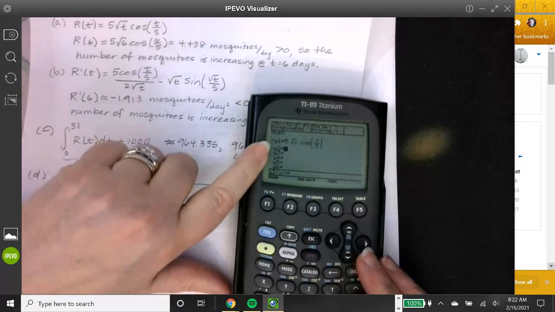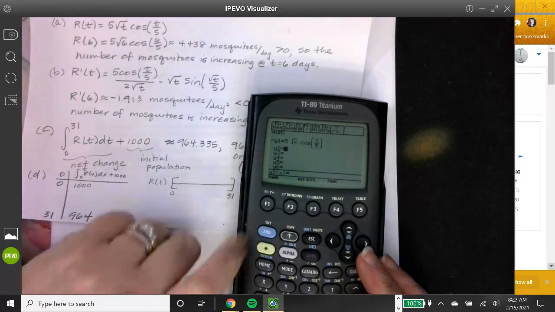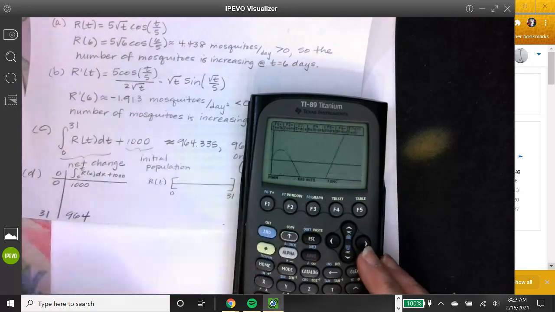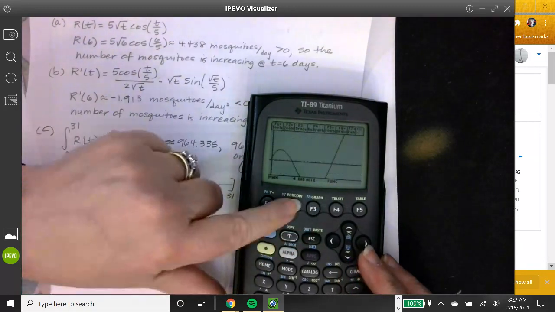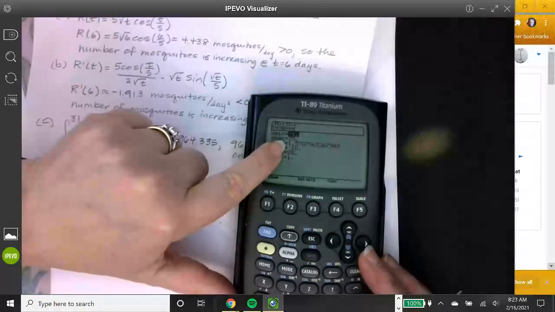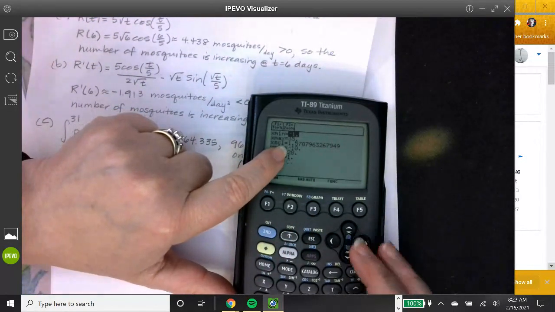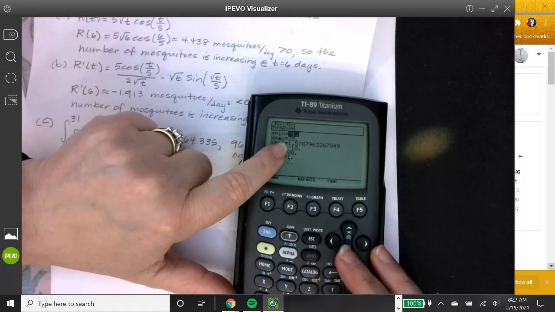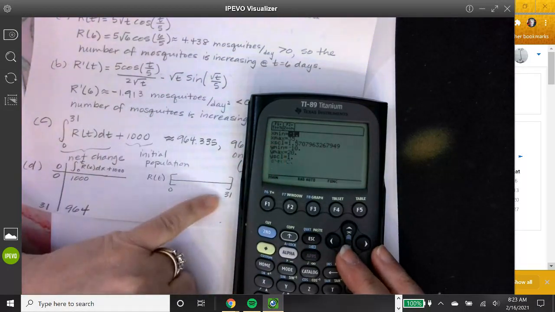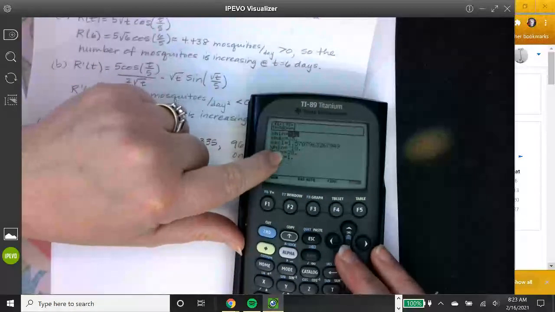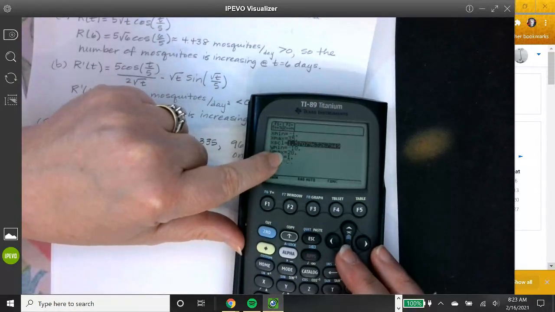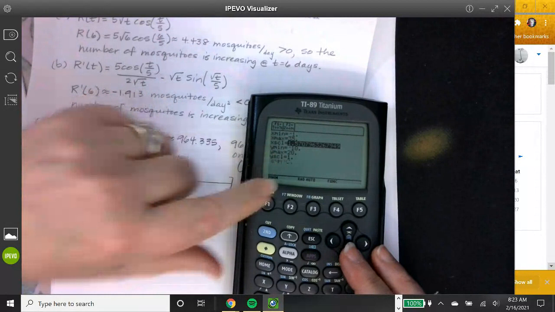And I put it in here already. That's R. And if I go diamond graph, there it is. Now, I took the liberty of doing this ahead of time so I could save some time on the video. And I made my minimum -1 to 35. Now, why did I put 35? Because the time goes to 31. I just put 35 because I thought that was a good one. And then I just left my x scale as pi over 2 because we're dealing with cosine.